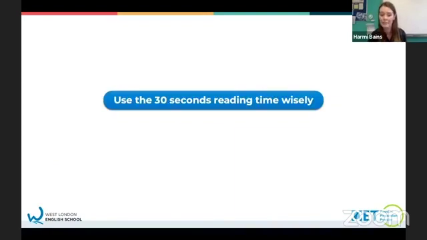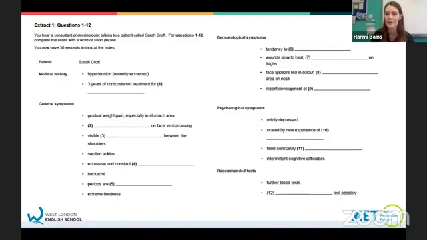Now, my first tip for you is use the 30 seconds reading time wisely. You will see when you are in your exam, an extract like the one that you can see on the screen now. And you have 30 seconds, which is not very long, to read through all of this. 30 seconds is not long enough, really, to read through every single thing. So you've got to be really clever about this.